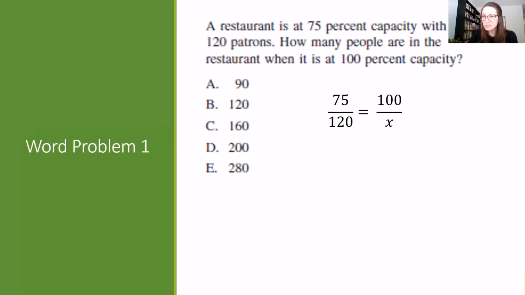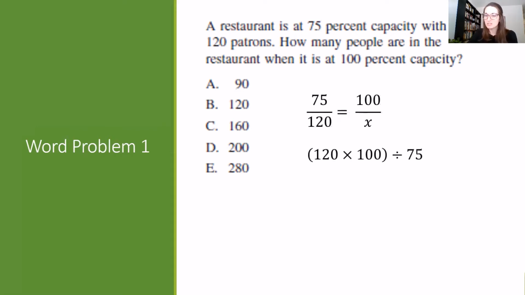How do we solve a proportion? Well, we cross multiply and divide. So cross multiply the two numbers that are across from each other, 120 and 100. And then we divide by 75. So 120 times 100 is 12,000. Divide that by 75, and we end up with 160.